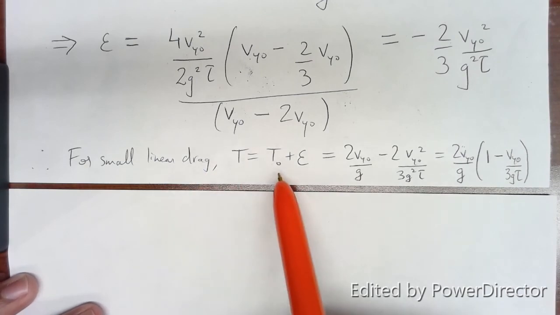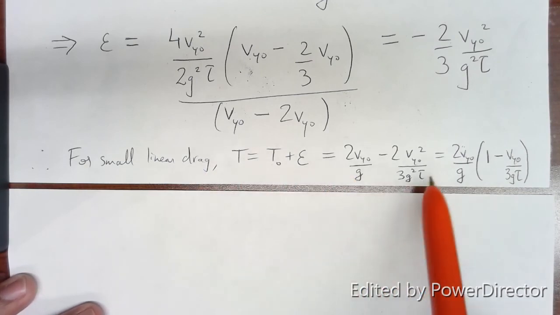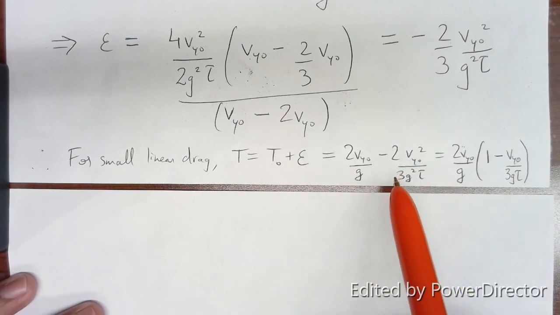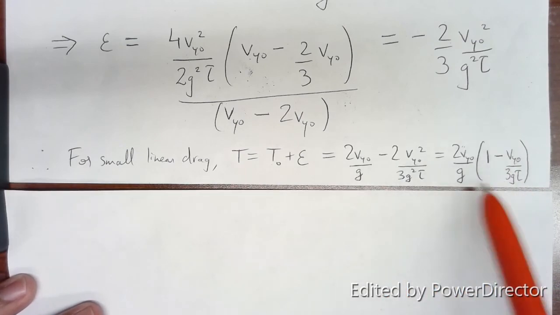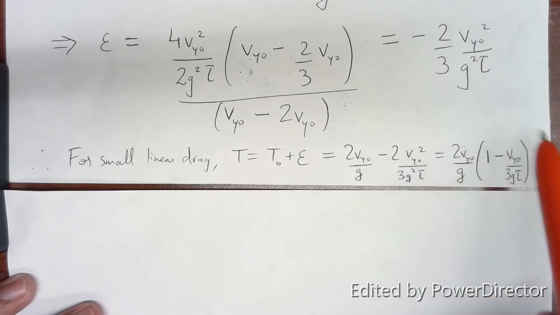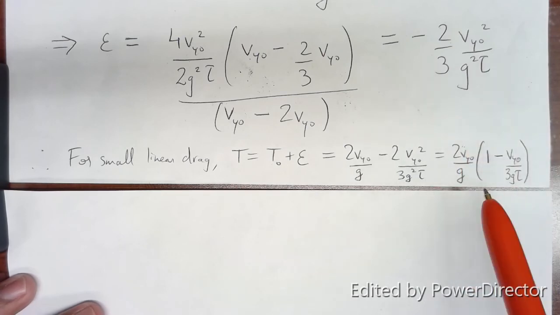Putting it all together, we find that to our first order approximation, for small linear drag, the new time of flight is t0 plus epsilon, and our epsilon is a negative term, so in other words, the effect of linear drag is to decrease the time of flight, which is not surprising. We can pull out some common factors, and we end up with this expression. We would like to use this time of flight then to find the range, that is, how much distance is actually covered on the ground.